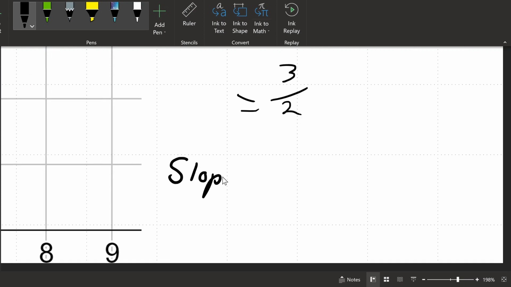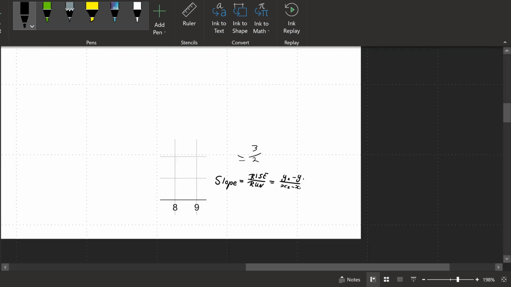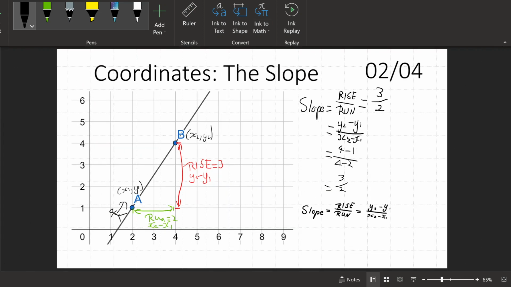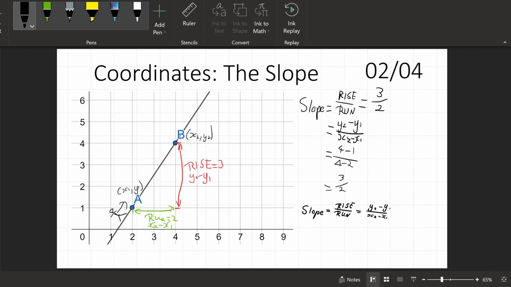Slope is the same as the rise over the run, and that's the same as y2 minus y1 over x2 minus x1. Okay, so if you girls could just jot down that example, take a pause, and we'll move on to another example. Sorry, take a pause, jot that down.